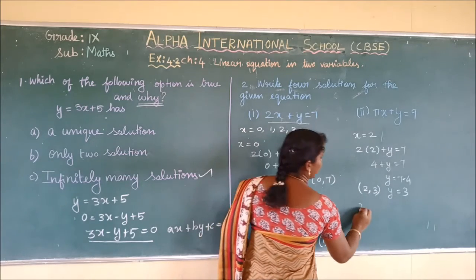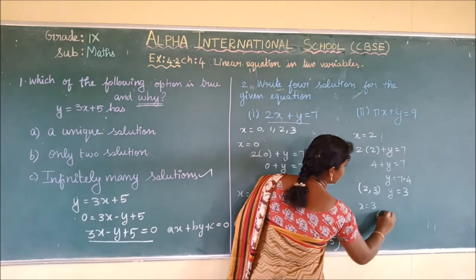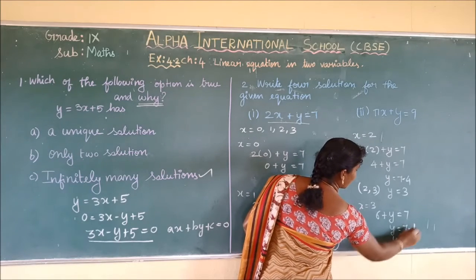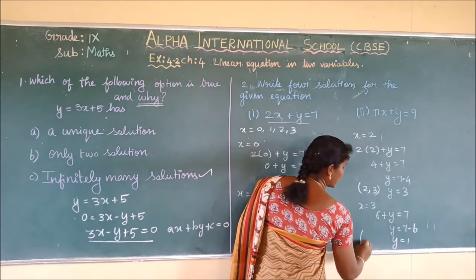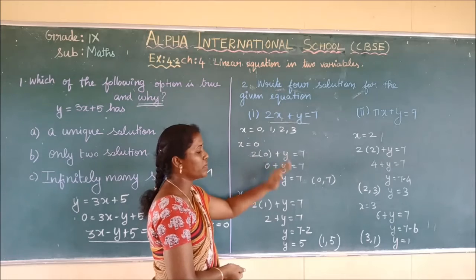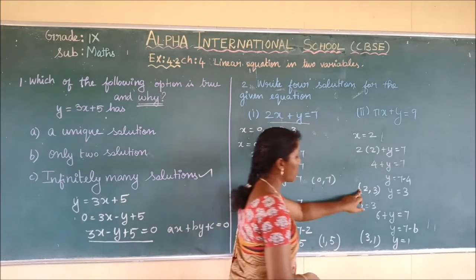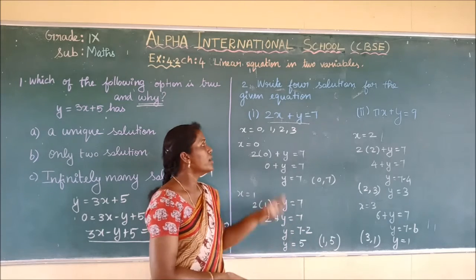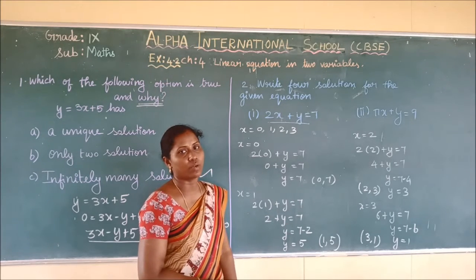Likewise the final solution, if I am taking x is equal to 3, what will be the solution, tell me? 2 into 3, that is 6 plus y is equal to 7. So y is equal to 7 minus 6. So we got the y as 1. So the next solution is 3, 1. What are those four solutions? 0, 7; 1, 5; 2, 3; and 3, 1. For corresponding values of x, we are getting the corresponding value of y. Apart from these four numbers, you can take any four numbers randomly and you can find the four solutions for the given equation.